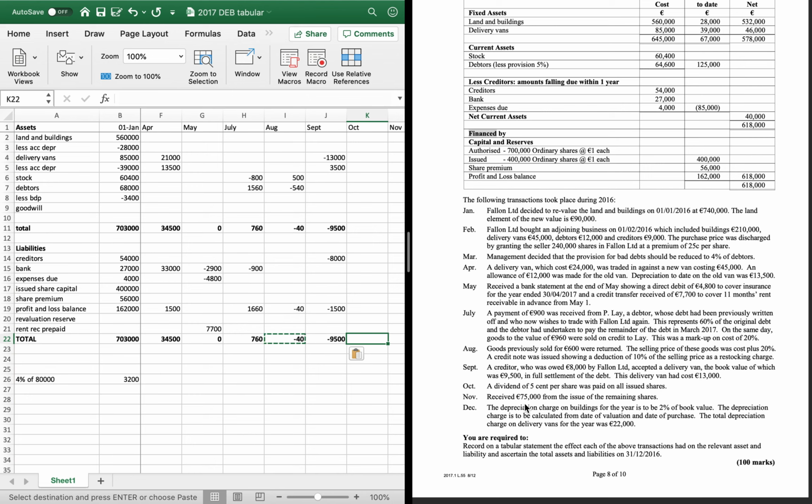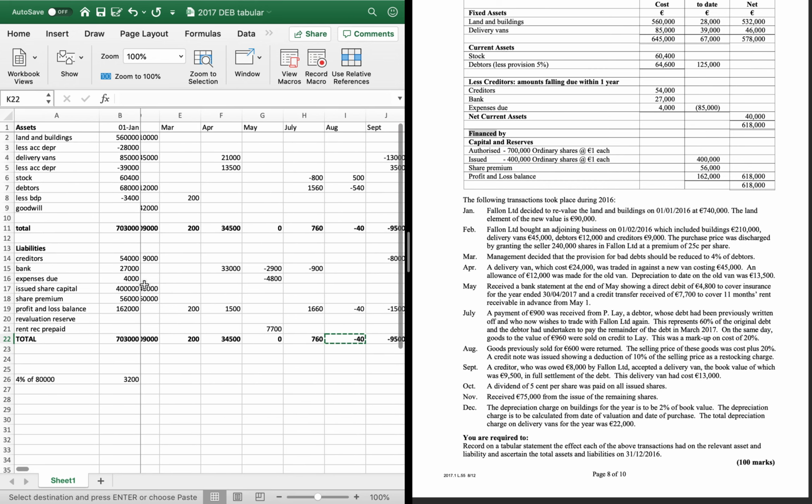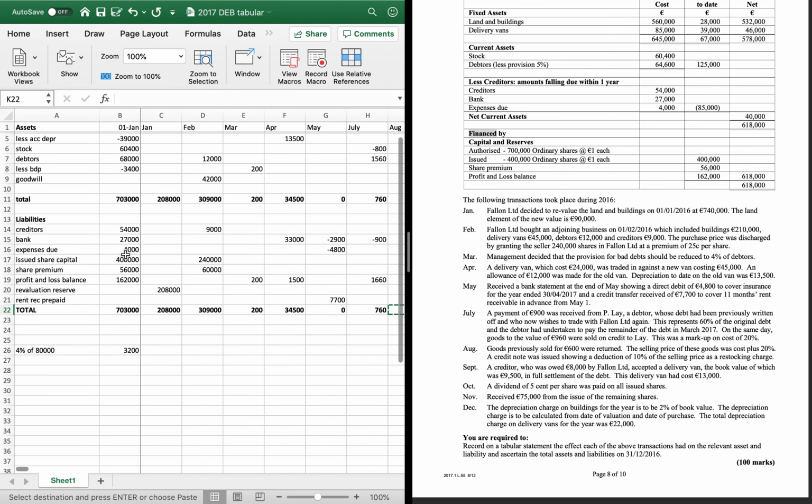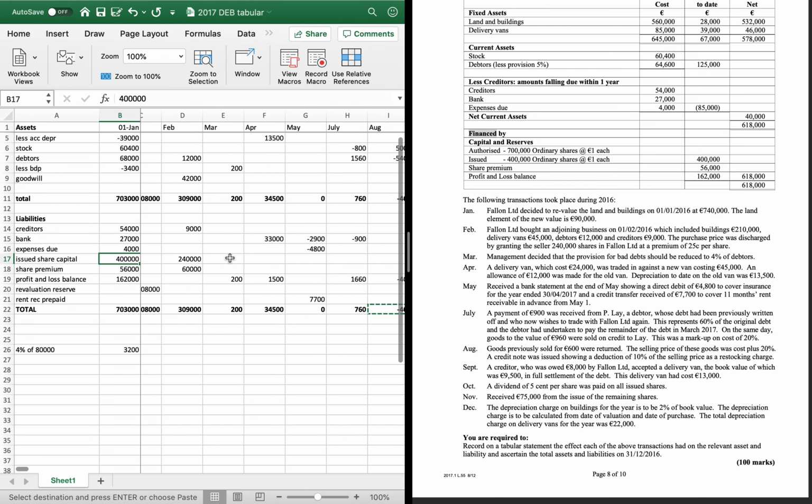Right, October. A dividend of 5 cents per share was paid on all shares. So all shares is all issued shares. So we have to look and see how many shares we issued. So we issued 400,000 at the start of the year, and then we issued a further 240,000 when we bought the new business. The share premiums are irrelevant. So we've issued 640,000 shares.